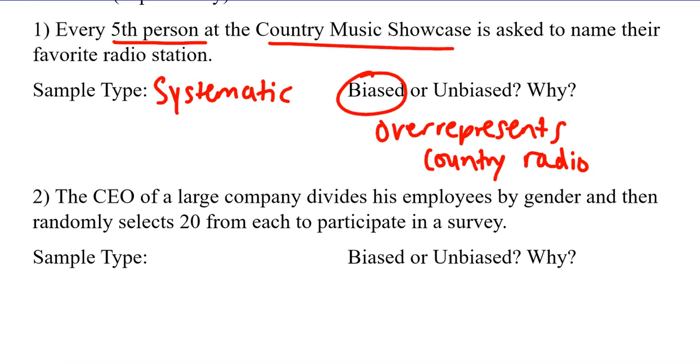Question number 2, the CEO of a large company divides his employees by gender and then asks 20 randomly selected from each group to participate in a survey.